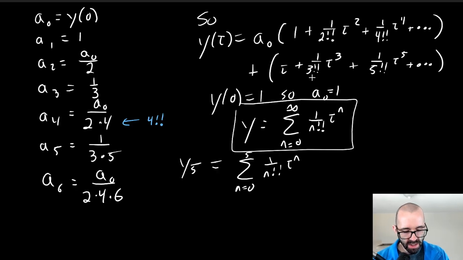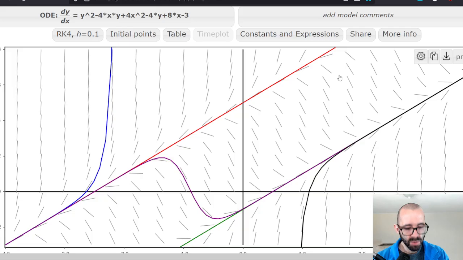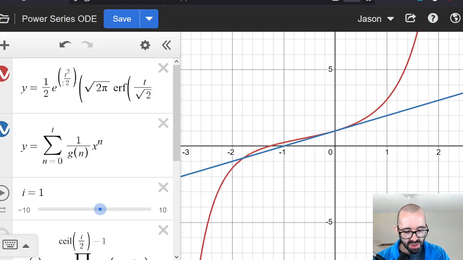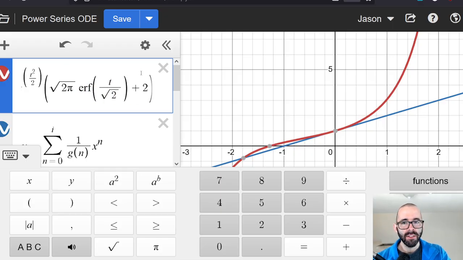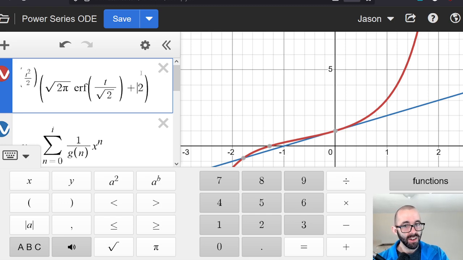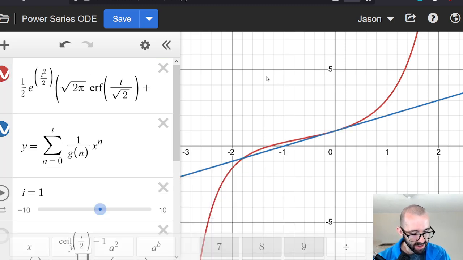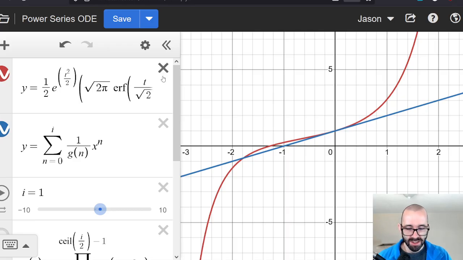So I told you that I would give you the solution. Well, here it is. The actual solution to this differential equation is 1/2 e to the t squared over 2 times the square root of 2 pi times the error function evaluated at t over square root of 2 plus 2. That is the solution to this ordinary differential equation that looks very simple.